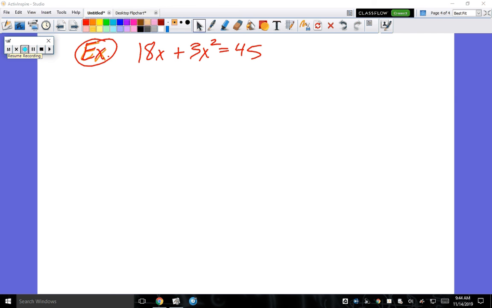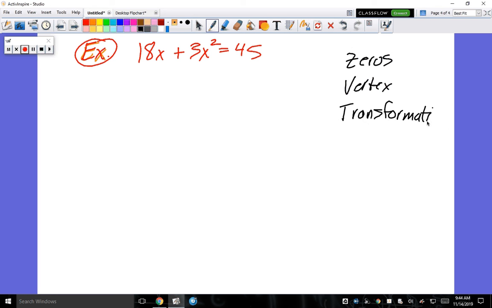So now this is your second example. 18x plus 3x squared is equal to 45. Notice the a value is not 1, so you'll have to be a little crafty on this. Same thing though for bonus points. I want the vertex. I want the zeros of the function. And I also want you to list the transformations from the parent function, so the transformations in order. Alright, so we'll go 5 minutes on this.